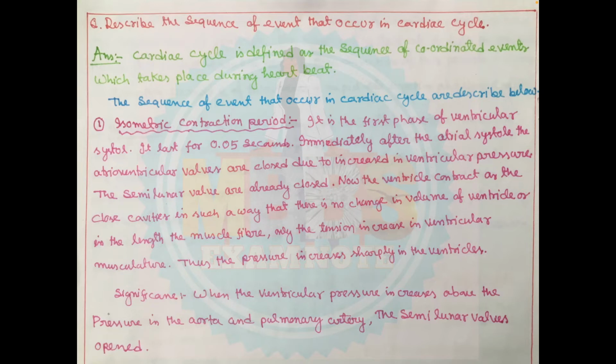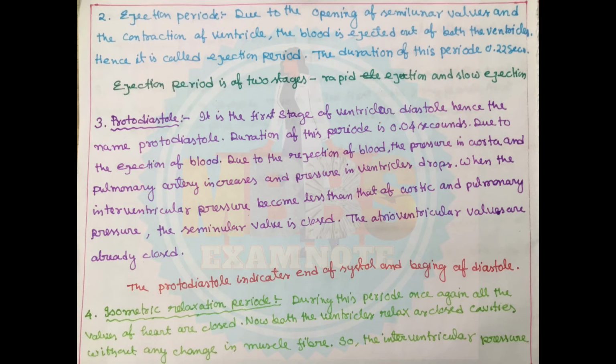The significance of isometric contraction is that when the ventricular pressure increases above the pressure of the aorta and pulmonary artery, the semilunar valves are opened. Second phase is the ejection period. Due to the opening of semilunar valves and contraction of the ventricles, the blood is ejected out of both the ventricles, hence it is called the ejection period.